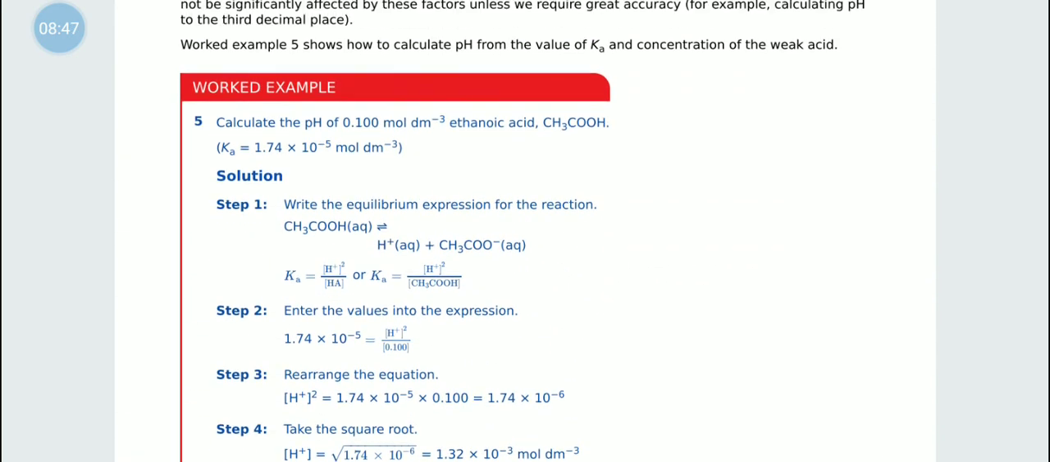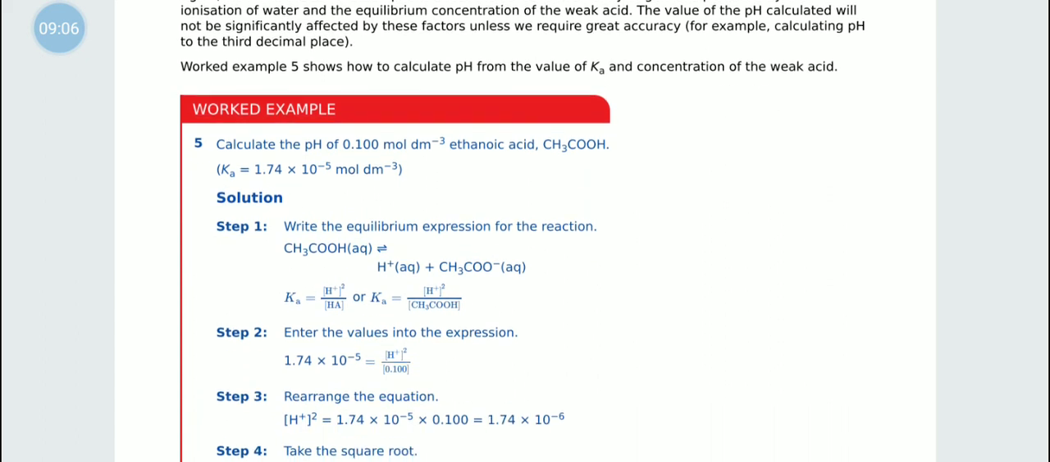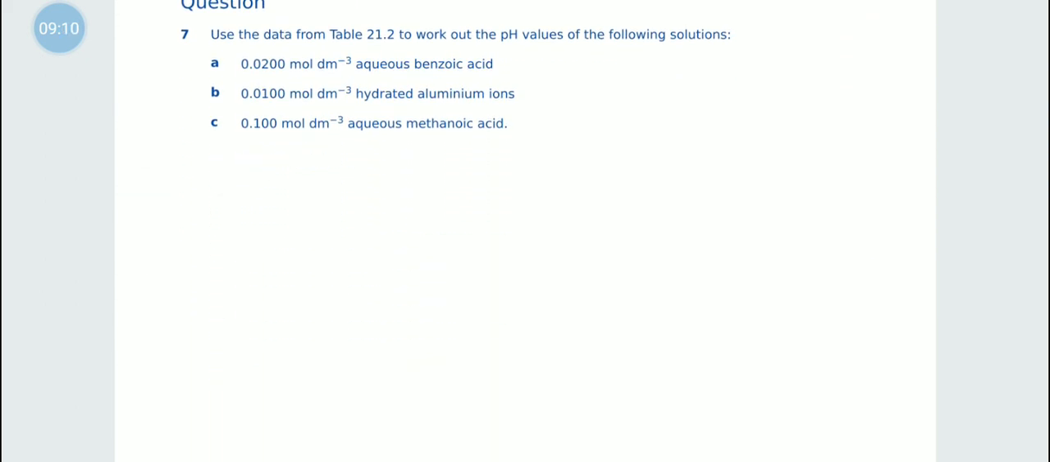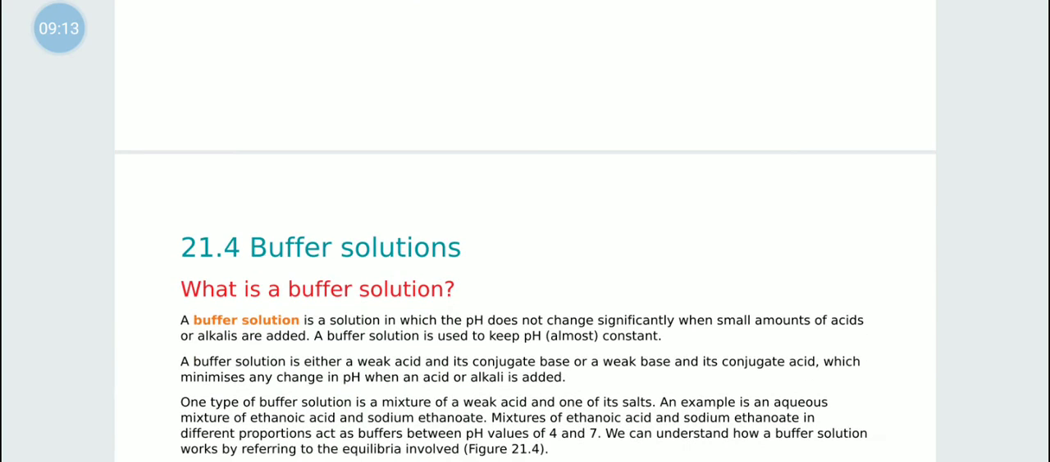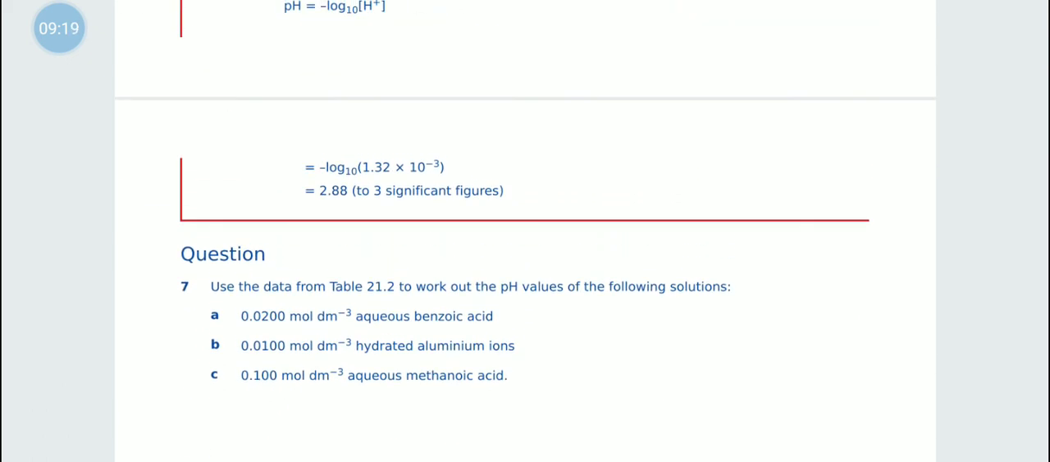Do question number 7, but before that write down this note. To calculate the pH of a weak acid, we require the concentration of the acid as well as the Ka of the acid. If you want, you can write down this worked example to make it clearer for you if you have any doubts. If not, please move on to question number 7. We will discuss buffer solutions in our next video.